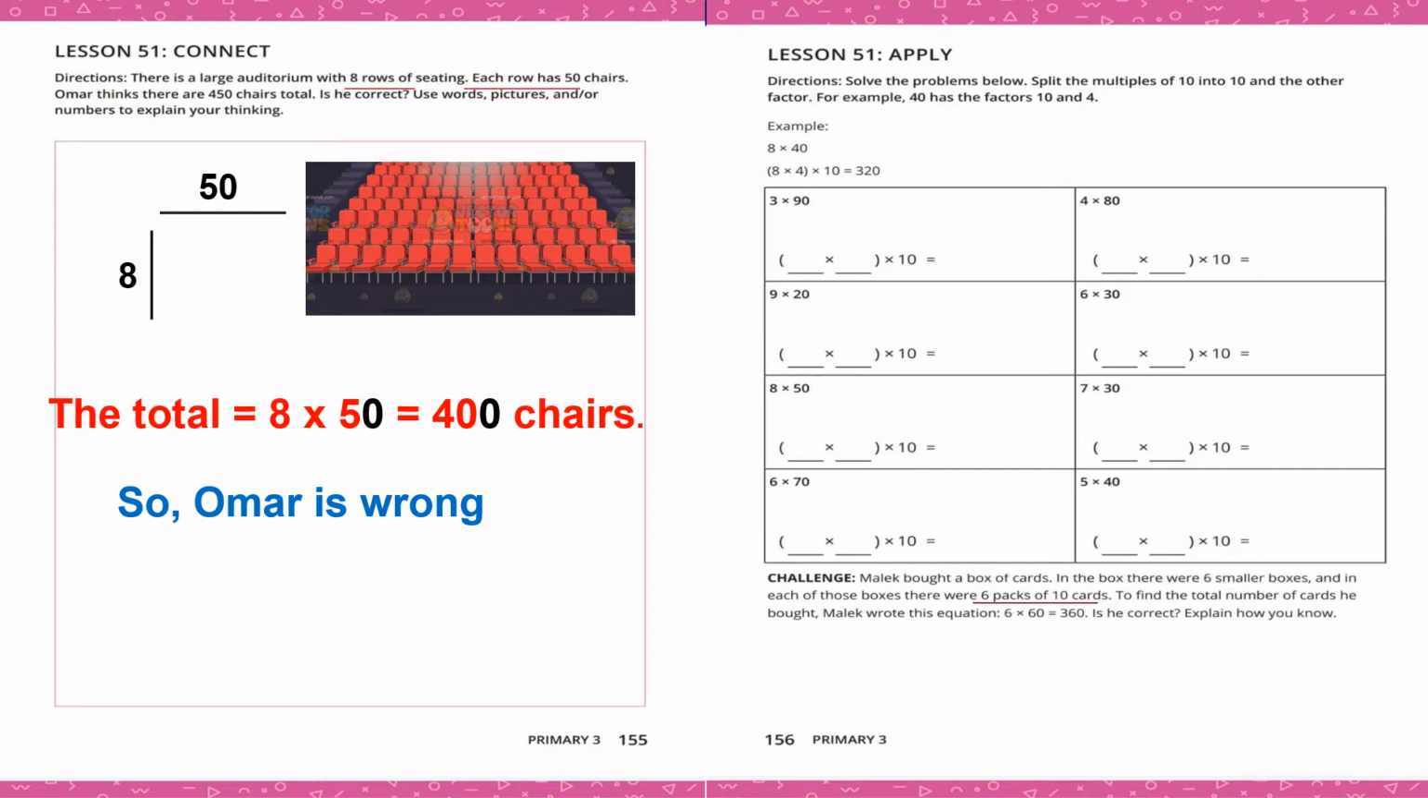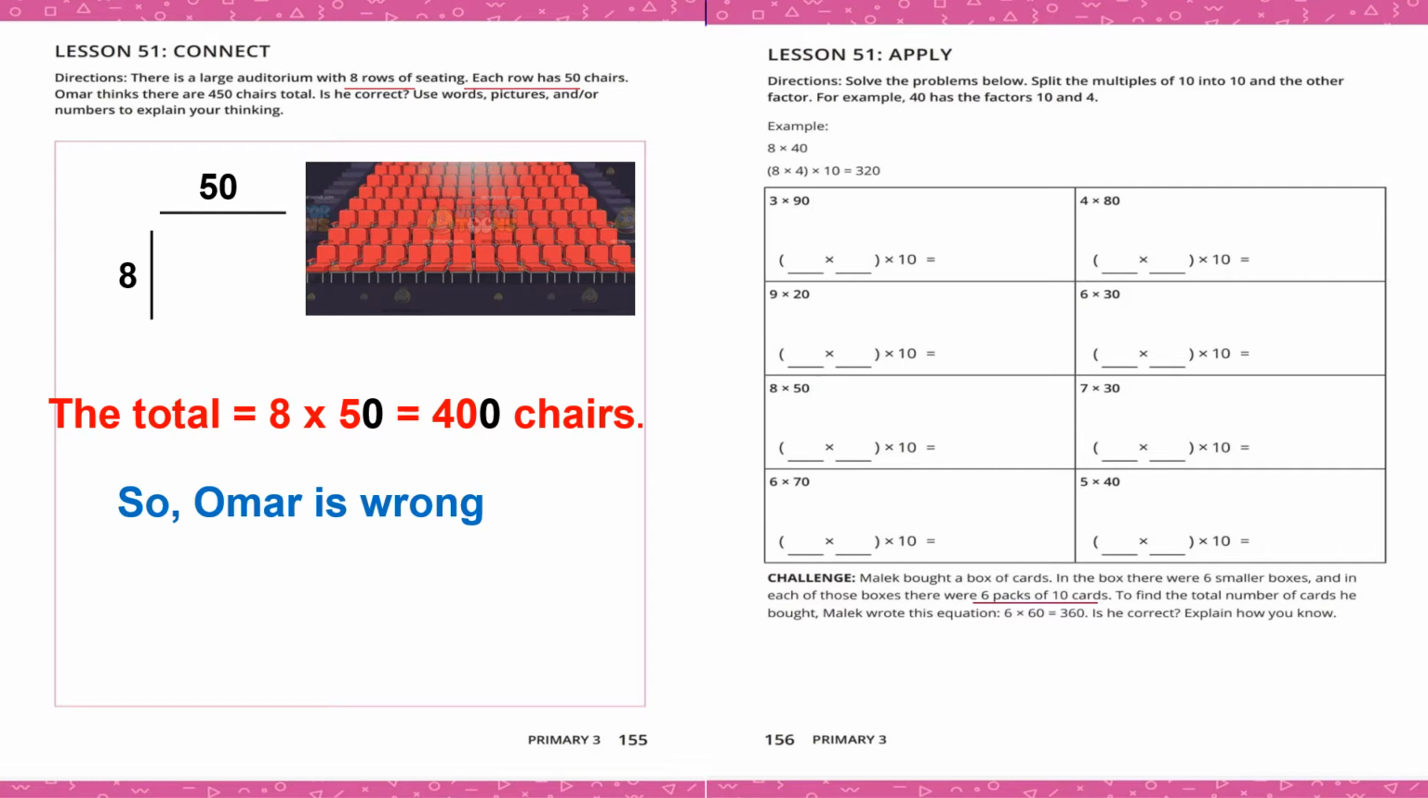Okay? Another example. When I want the factors of 70. What are the factors of 70 by using the multiples of 10? 10 times what equals 70? Yes, 10 times 7. So the factors of 70 equal 10 times 7. Okay? Let's start with number 1.